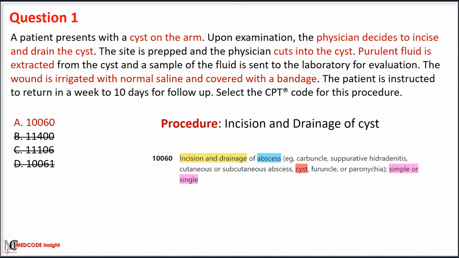After eliminating option D, our correct option is option A with the service code 10060. It involves incision and drainage of a single cyst situated just below the skin surface.